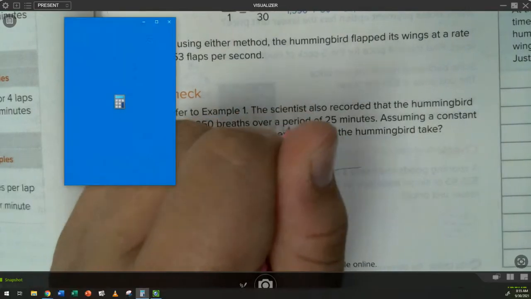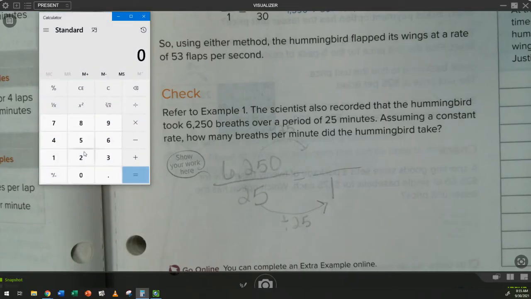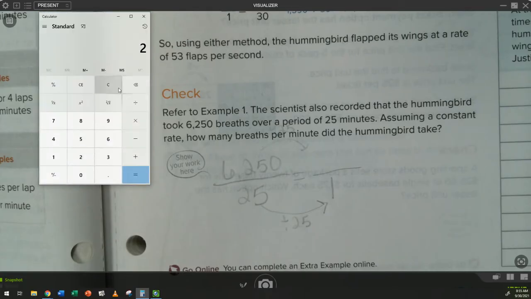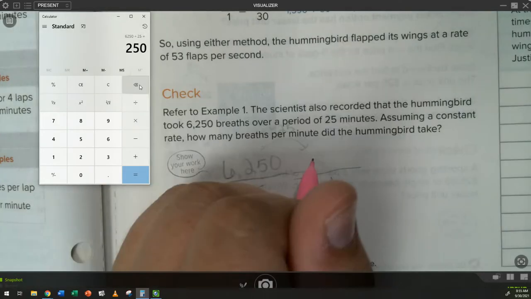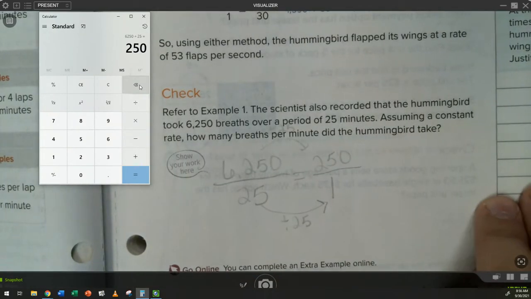So I can use my calculator and plunk it in, right? 6250, and divide by 25, we would get the answer of 250. So they take 250 breaths per minute. That would be our answer to this problem here. All right, let's take a look at example 2.